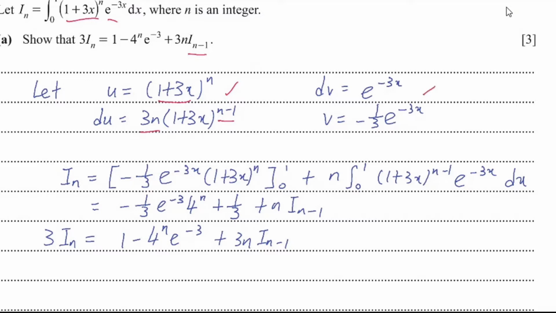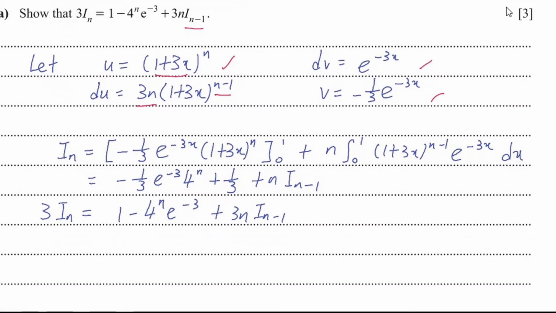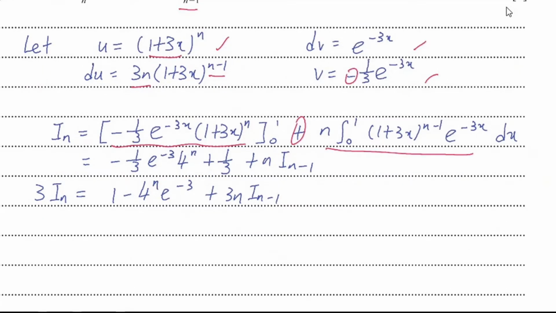So we have dv, which is e power negative 3x, so we can find v very easily here. Then we can substitute the values in, so this is uv, and then minus the integral of v du, so it has a negative here, right? So it will become a positive here. For the evaluation part, just substitute the values of 1 and 0 to evaluate from there.